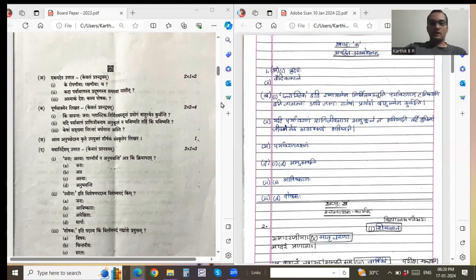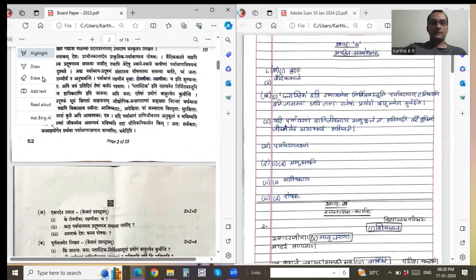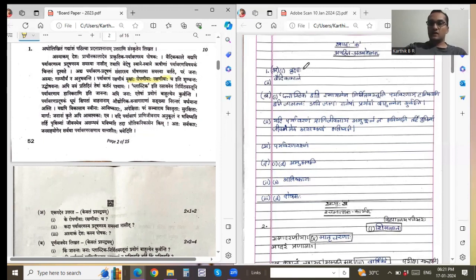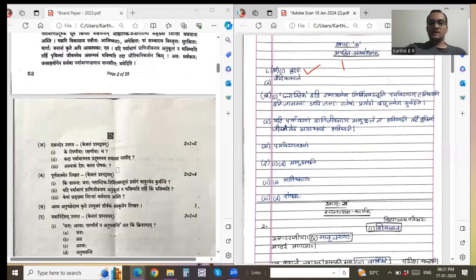Let's see whether the answers are correct or wrong. Ke ropaniyaha rakshaniyaha cha. The answer written is vrikshaha. See the passage where this answer is available. Paryavaranam rakshaniyam, vrikshaha ropaniyaha, rakshaniyaha cha. It is clearly given as it is mentioned there. So this is the correct answer. So for the correct answer, 1 mark individually.